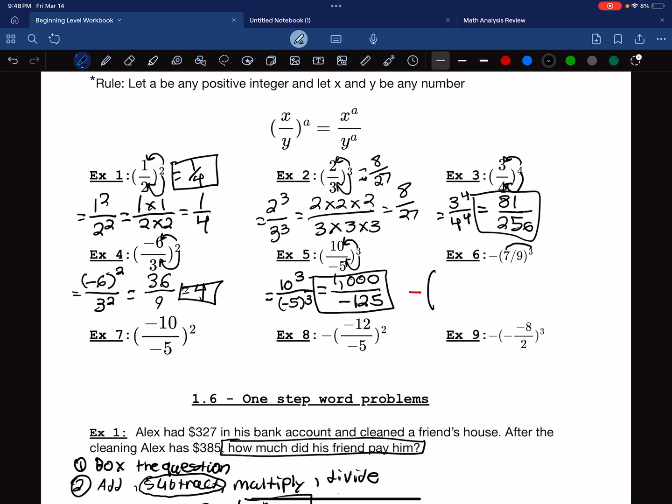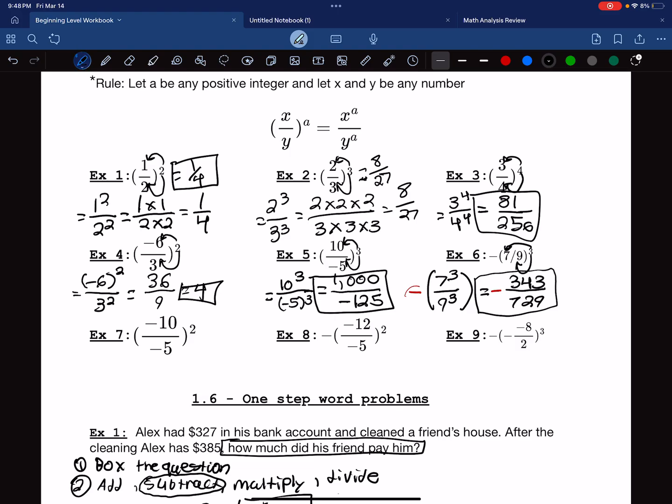So we're going to bring this 3 out on the top and the bottom. So we're going to have 7 cubed divided by 9 cubed. 7 cubed is 7 times 7 times 7, which is 343. And then we have 9 cubed, which is 9 times 9 times 9, which is 729. And then our last step is to not forget this negative that's out in front. We're going to bring that out in front. And that is our final answer: -343 divided by 729.